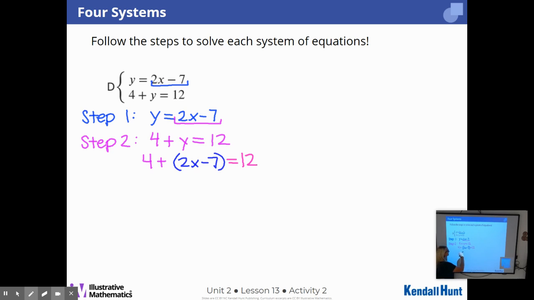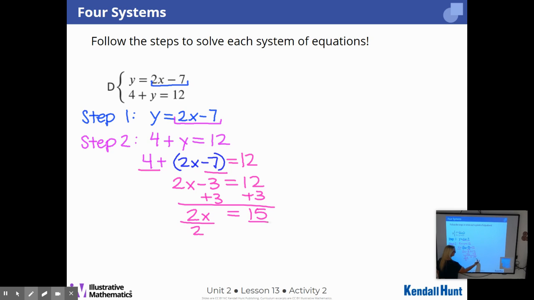So here, this is all addition, so I can ignore the parentheses. Nothing is being multiplied here. So I do have some like terms, 4 and a -7. So 4 minus 7 is -3. So I'll have 2x minus 3 equals 12. Then I need to add 3 to both sides. So I have 2x equals 15. Divide both sides by 2. And x equals 7.5.